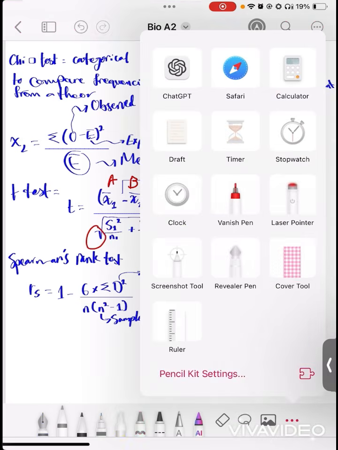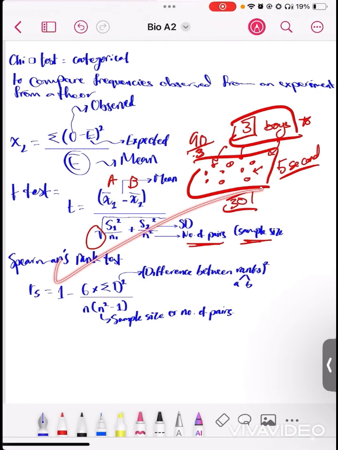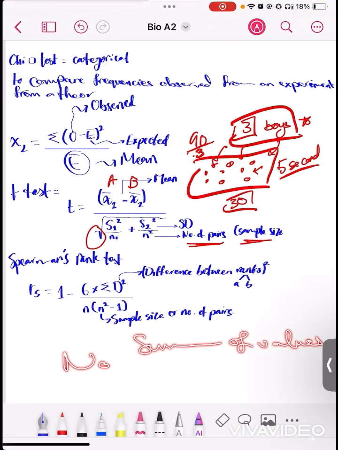Spearman's rank test is for correlation. It's 6 times the sum of d squared, which is the difference between the ranks, and then n is the number of pairs or the number of values, times n squared minus 1. Also, the mean is the sum of values over the number of values, known as x-bar from above.